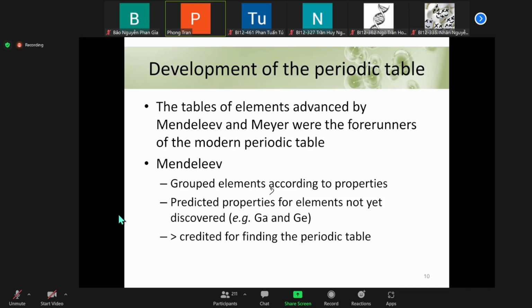So the table of Mendeleev grouped 63 different elements into different groups, where in each group the chemical and physical properties are comparable. Mendeleev could predict the physical and chemical properties of elements which had not yet been discovered at that time, and those discovered later were found to have properties quite similar to those predicted by Mendeleev.